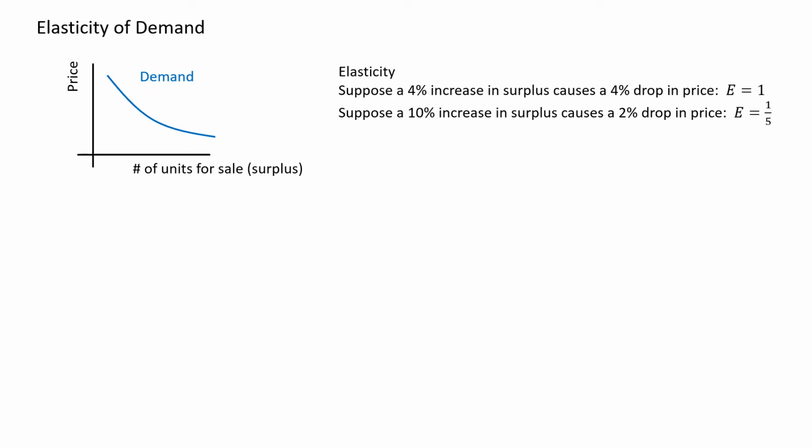But there are other products that go the other way and have an elasticity higher than that. So for example, suppose there was some product where price was so sensitive to increases in surplus that only a 2% increase in surplus caused a 6% drop in price. In this case, we would say it is more elastic, or that it has an elasticity higher than 1. You'll notice here 6 divided by 2 is 3. This is sort of the notion of what elasticity means.